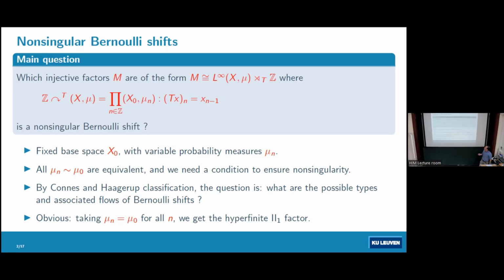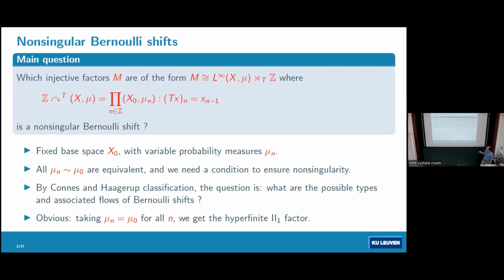Then we will have to make sure that the shift is still non-singular, so that the shift still preserves sets of measure 0. And in order to preserve sets of measure 0, at least we need that these measures are all equivalent, that individually the measures mu_n have the same sets of measure 0. That will not be sufficient for non-singularity of the shift. We'll come back to that later, but at least that's something we need.